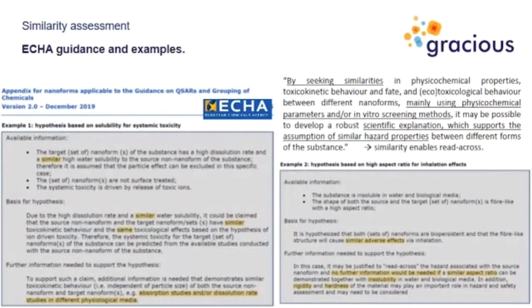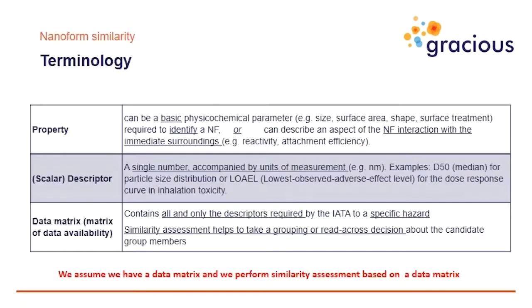The guidance suggests using physical properties and/or in vitro screening methods, so it doesn't provide details on methods to estimate similarities. This is not really an exception compared to the guidance on similarity for other substances. However, to facilitate read-across for nanoforms, the partners in the Gracious project are exploring different methods and compiling recommendations. The findings will be published in a white paper and a series of use case publications.